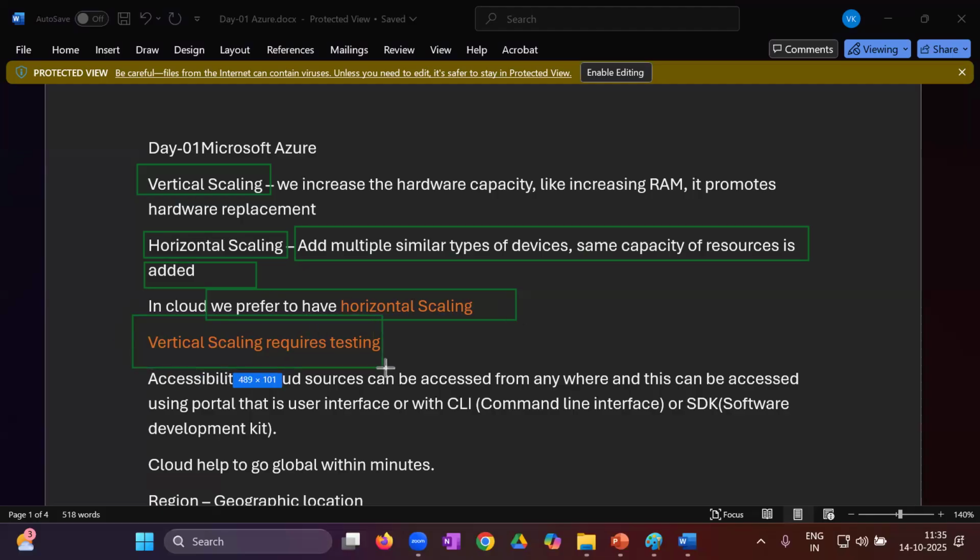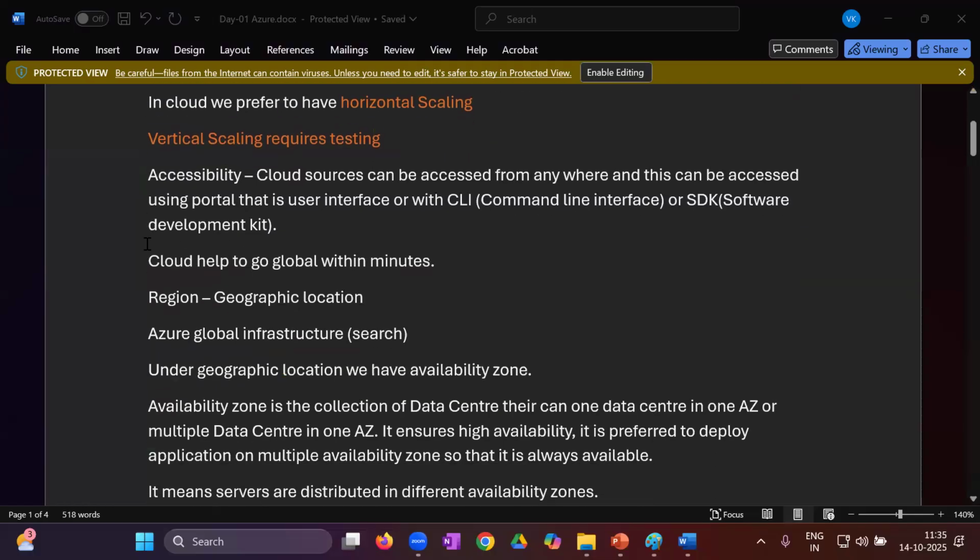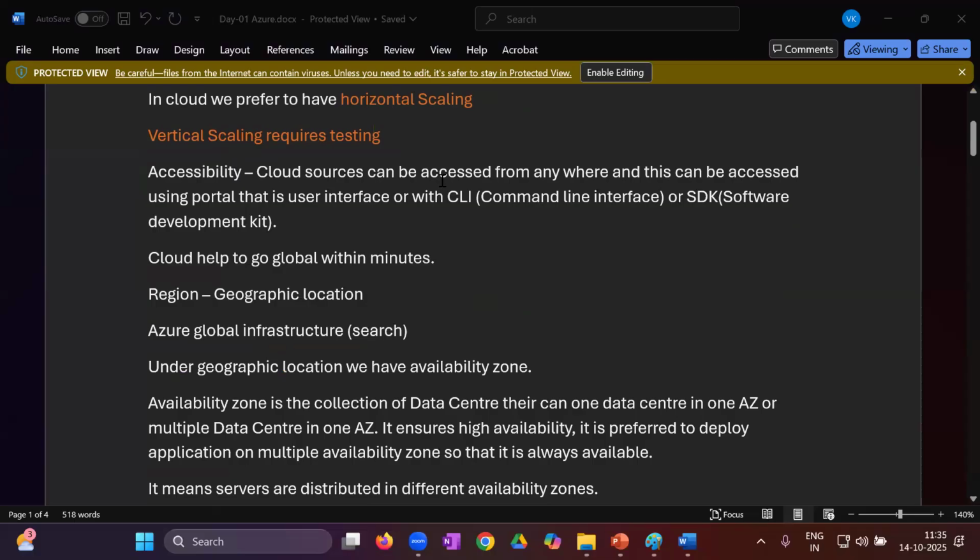Now, vertical scaling requires testing. What does it require? All these testings. See, like we have accessibility. Cloud resources can be accessed from anywhere, and this can be accessed using a command line interface, or with the help of software that is called a software development kit, right? We have both the options. Now, cloud helps to go global within minutes. That is correct also. Just within a minute, we can deploy our resources to the location of any other countries also.